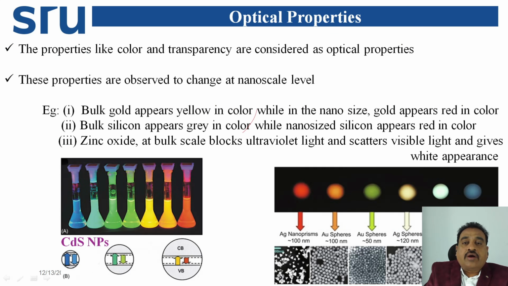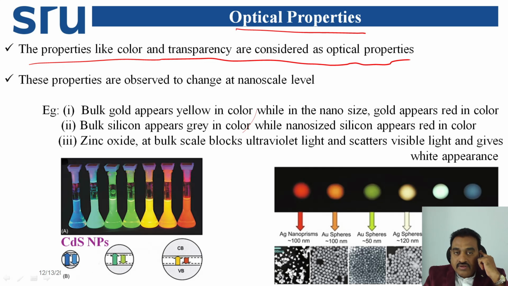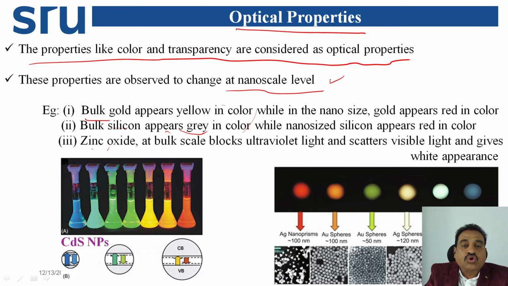Coming to optical properties, properties like color and transparency are considered optical properties. The optical properties are observed to change at the nanoscale level. For example, bulk gold appears yellow in color, while in the nano size, gold appears red in color.